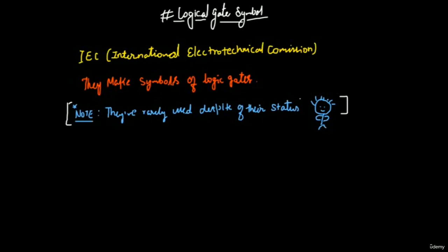So there is an organization called IEC, as you can see here, the International Electrotechnical Commission. Well, as the name suggests, it's a technical commission. As I have already mentioned here, they make symbols of logic gates. So they provide us the symbols that we have to use for our logic gates, like we have seen the symbols for resistance, capacitor, and all that. So they provide that for the logic gates.